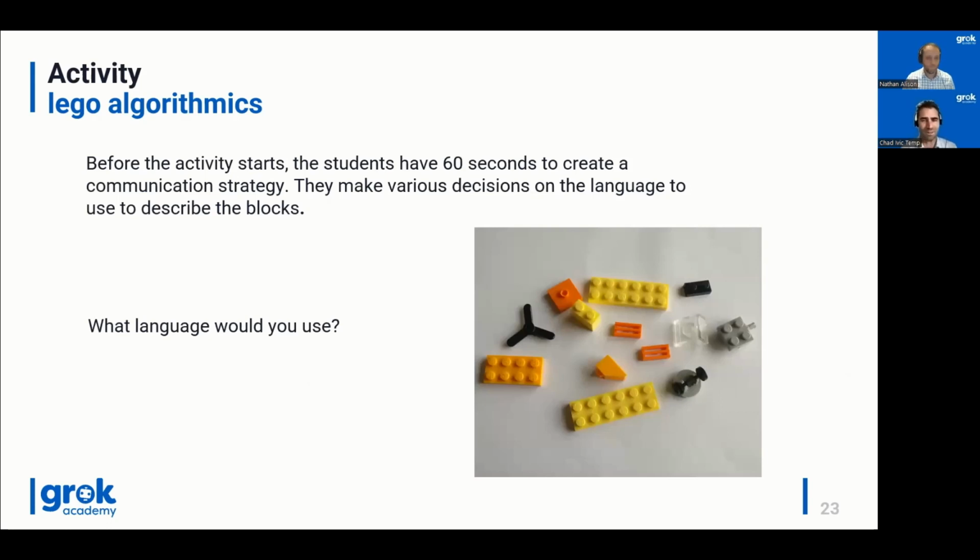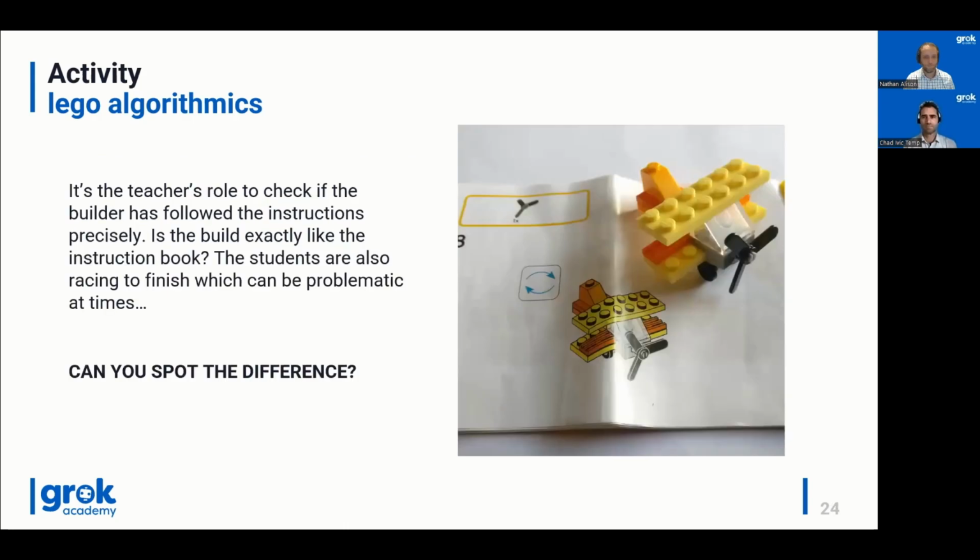So this is what Nathan was referring to before, and what the students will see as well. So what sort of language would you use to describe to your partner, your builder, so they knew which pieces to pick up and where to put them?